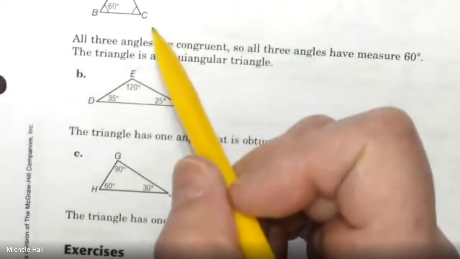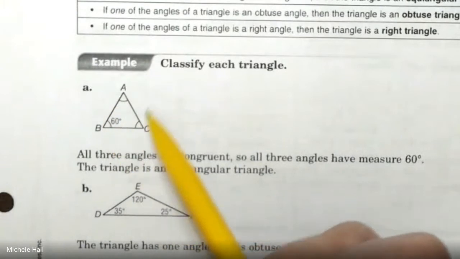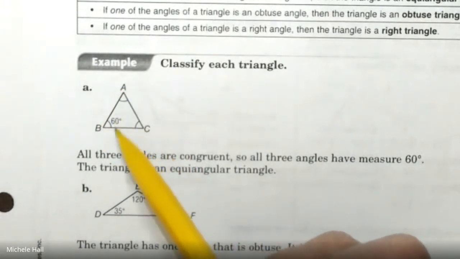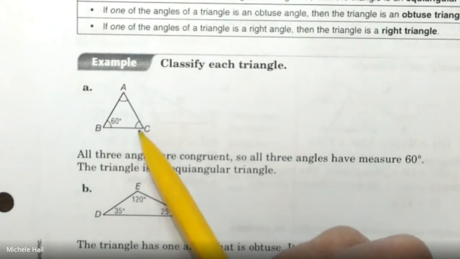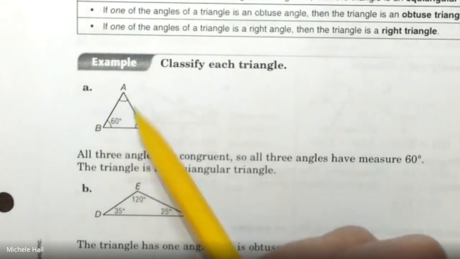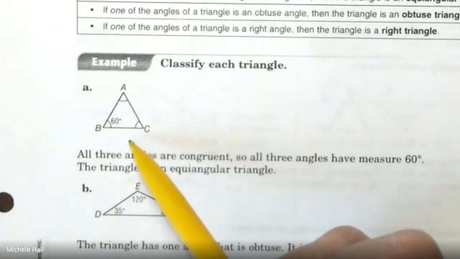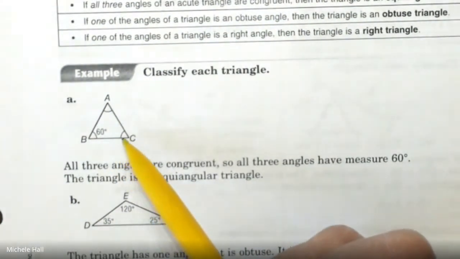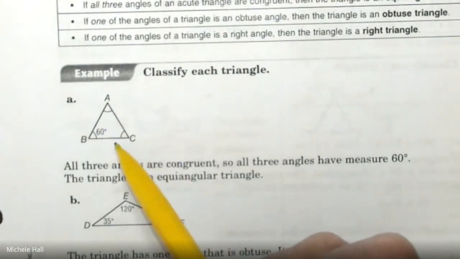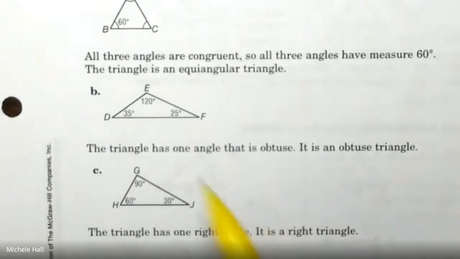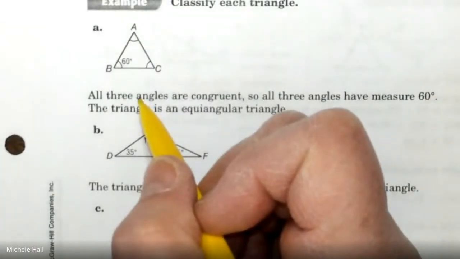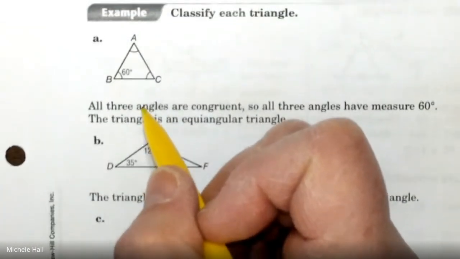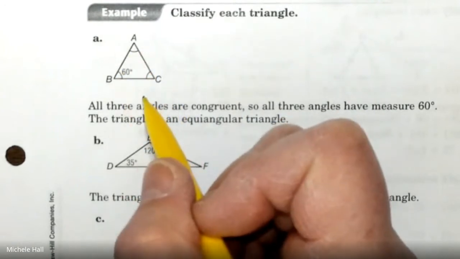Problem A, what do we notice about the angles on problem A? They're all the same. They're letting you know this is 60, so that means this is 60 and this is 60. What kind of triangle has all equal angles? Use your condensed notes. You can look right at them. What is it? Equiangular. Very good. That's an equiangular triangle. So the first word will be equilateral or equiangular. So this is an equiangular triangle.